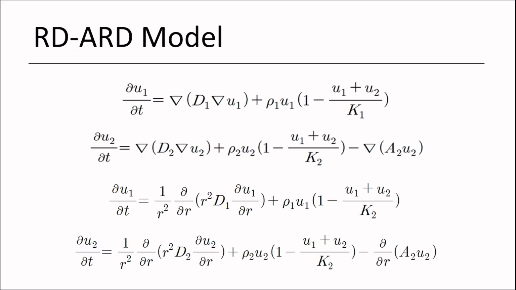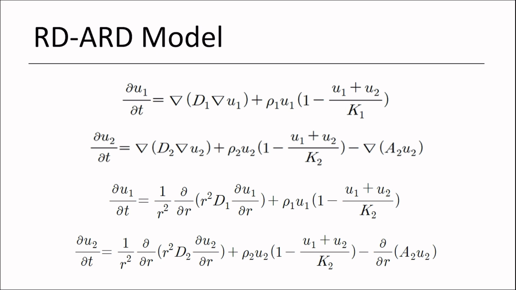The RD-ARD model is designed to mathematically describe the heterogeneity and complexity of GBM, which cannot be fully explained by simple tumor growth models. In this model, we consider two distinct cell populations within the tumor. The first population, denoted as U1, follows a reaction diffusion equation. These cells primarily represent the ones with high proliferation ability. On the other hand, the second population, U2, follows an advection reaction diffusion equation. These are the motile cells, meaning they tend to migrate and invade surrounding tissues.